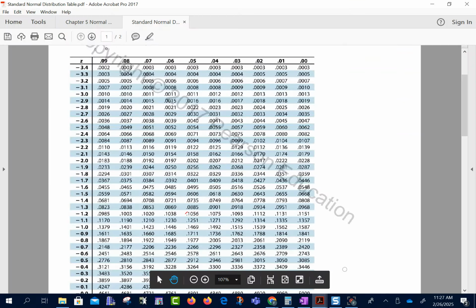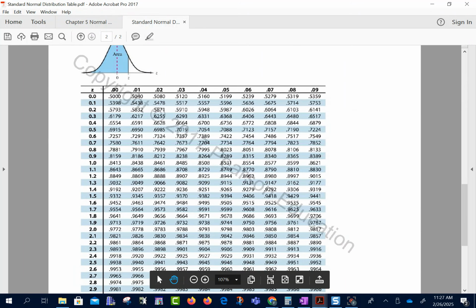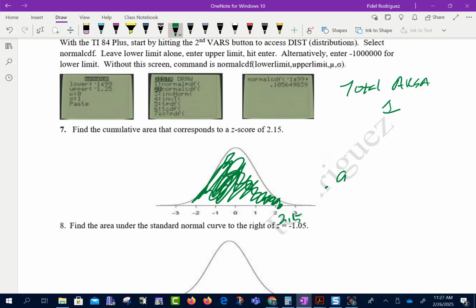Let's take a look. Let me come back to my table, 2.15. I'm going to scroll down a little bit further. Okay, here's 2.10. I'm trying to get to 2.15 right about here. Check it out, y'all. 0.9798, right? Remember what we said. It's going to be pretty close to 1.